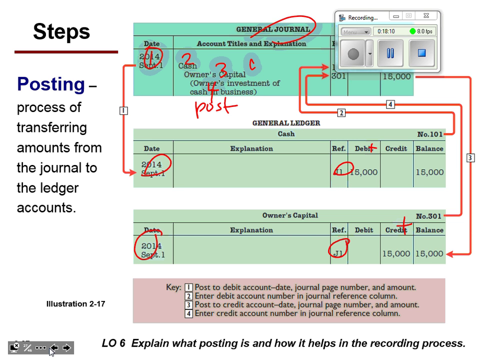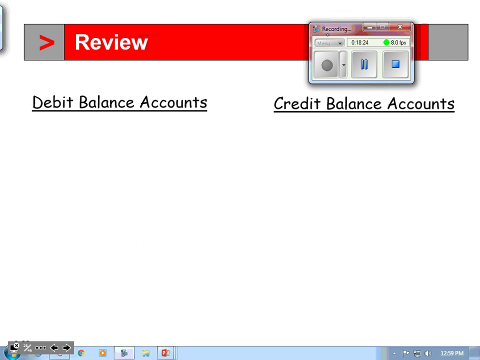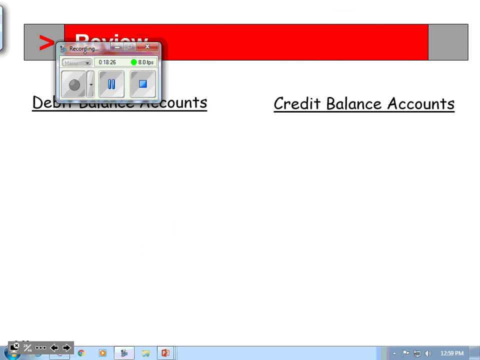But that fifth step, so date, debit, credit, explain. The fifth step is to come back with these numbers that are right here and go update the ledger.